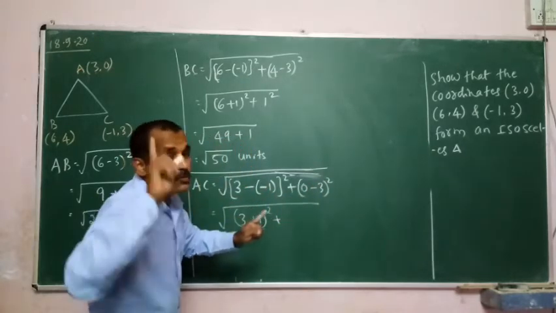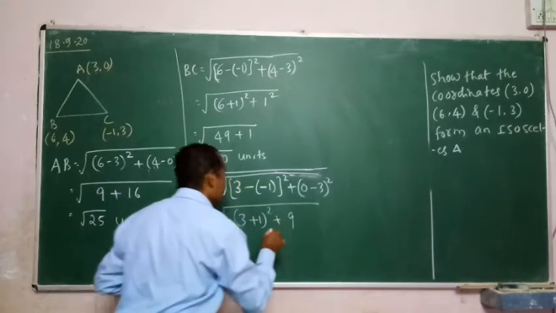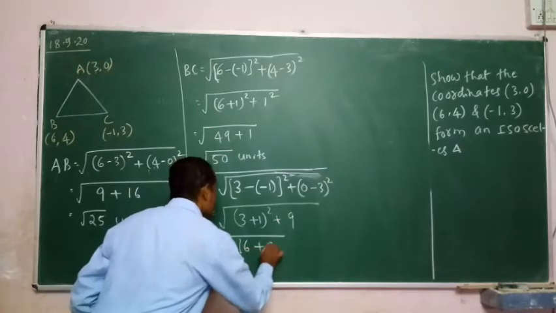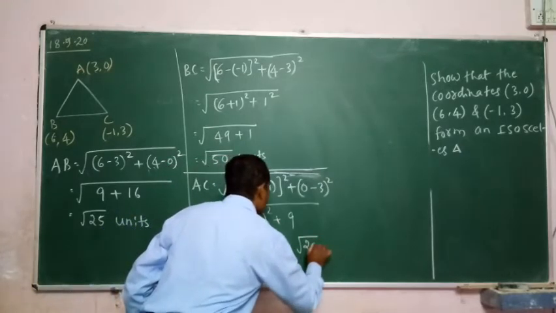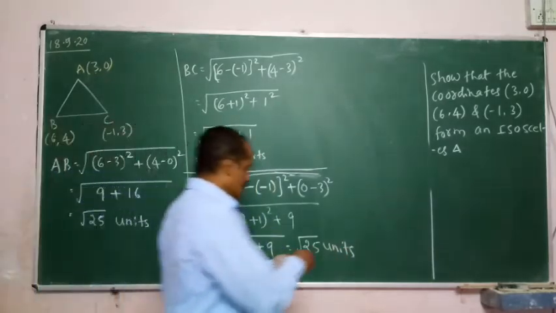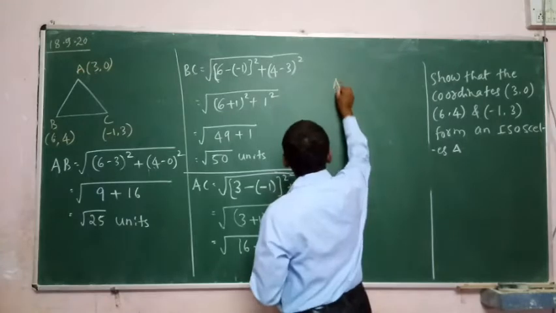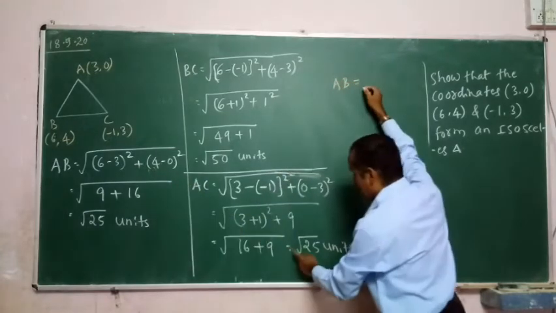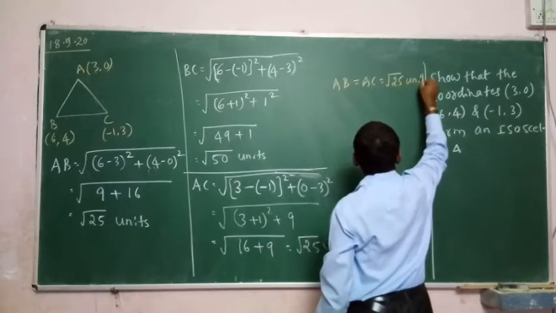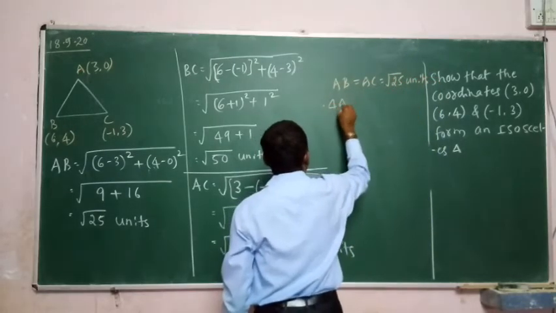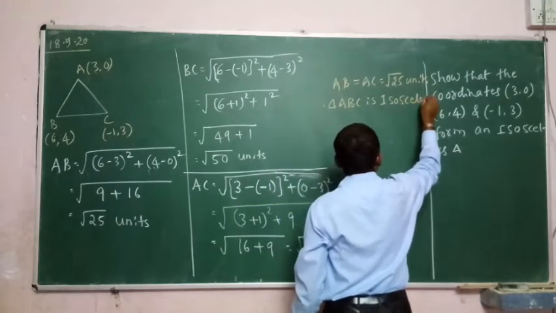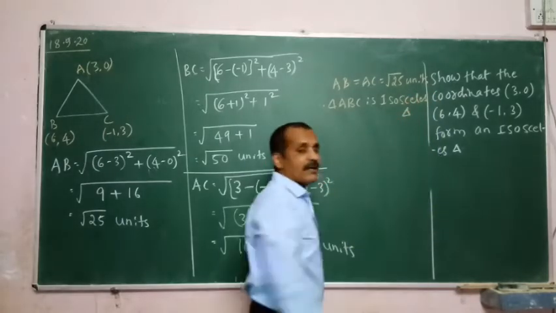Any negative number when you square it will be positive. It is 9. Which is equal to under root 4 square, 16, plus 9. Answer is under root 25 units. I can write AB is equal to AC, which is equal to under root 25 units. Therefore, triangle ABC is an isosceles triangle.